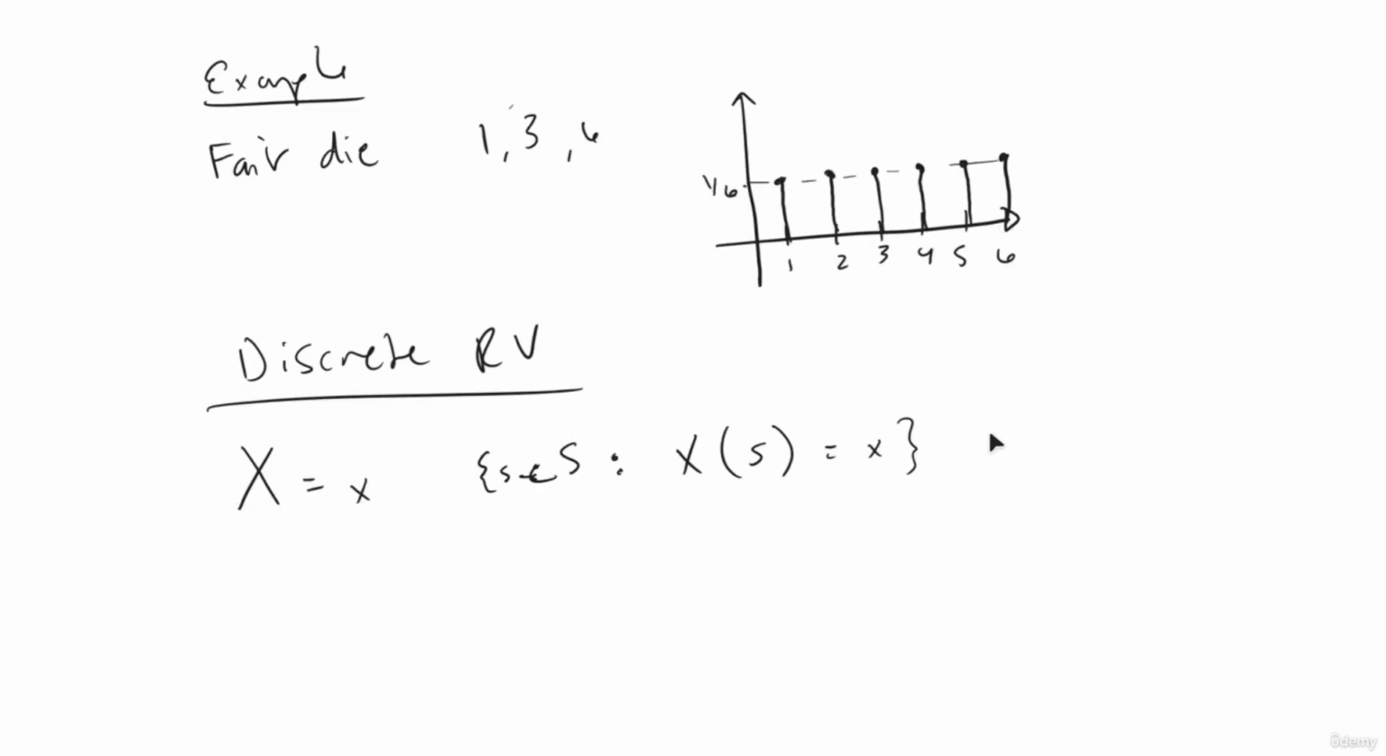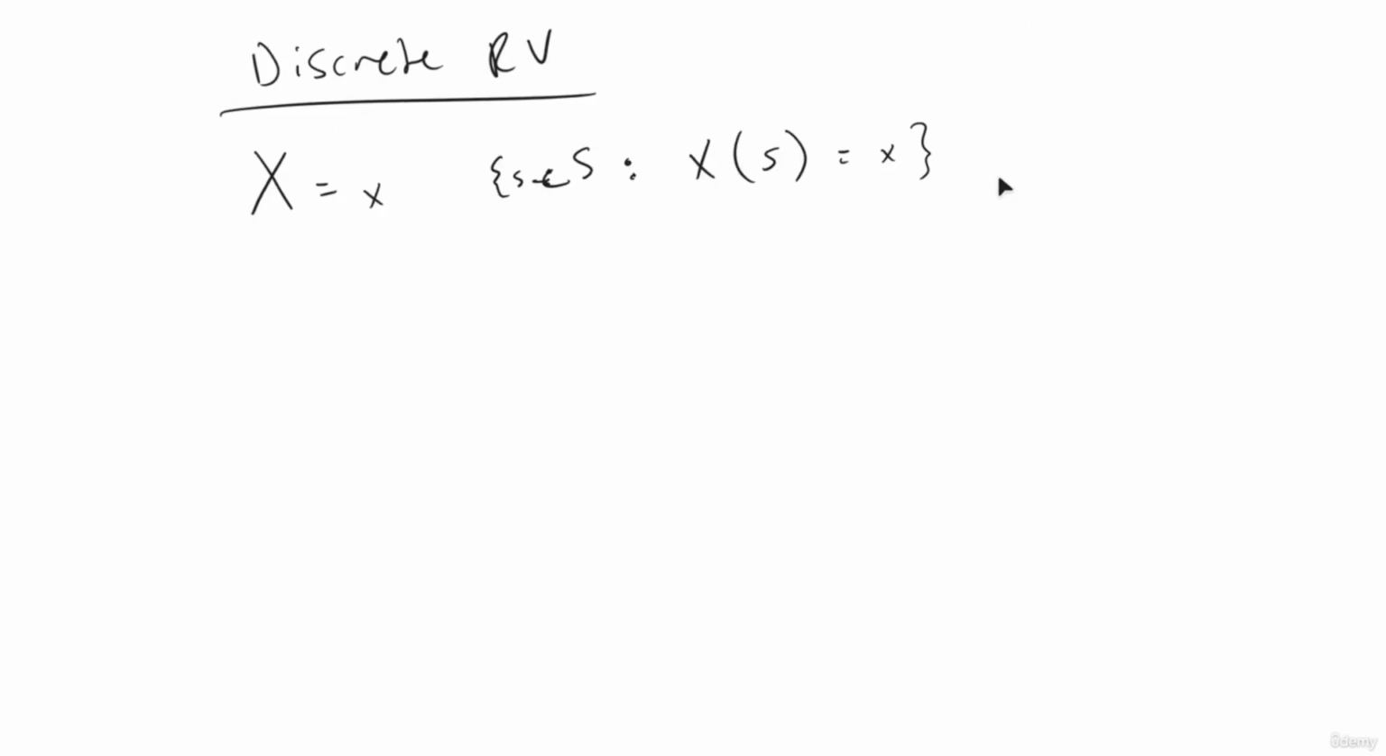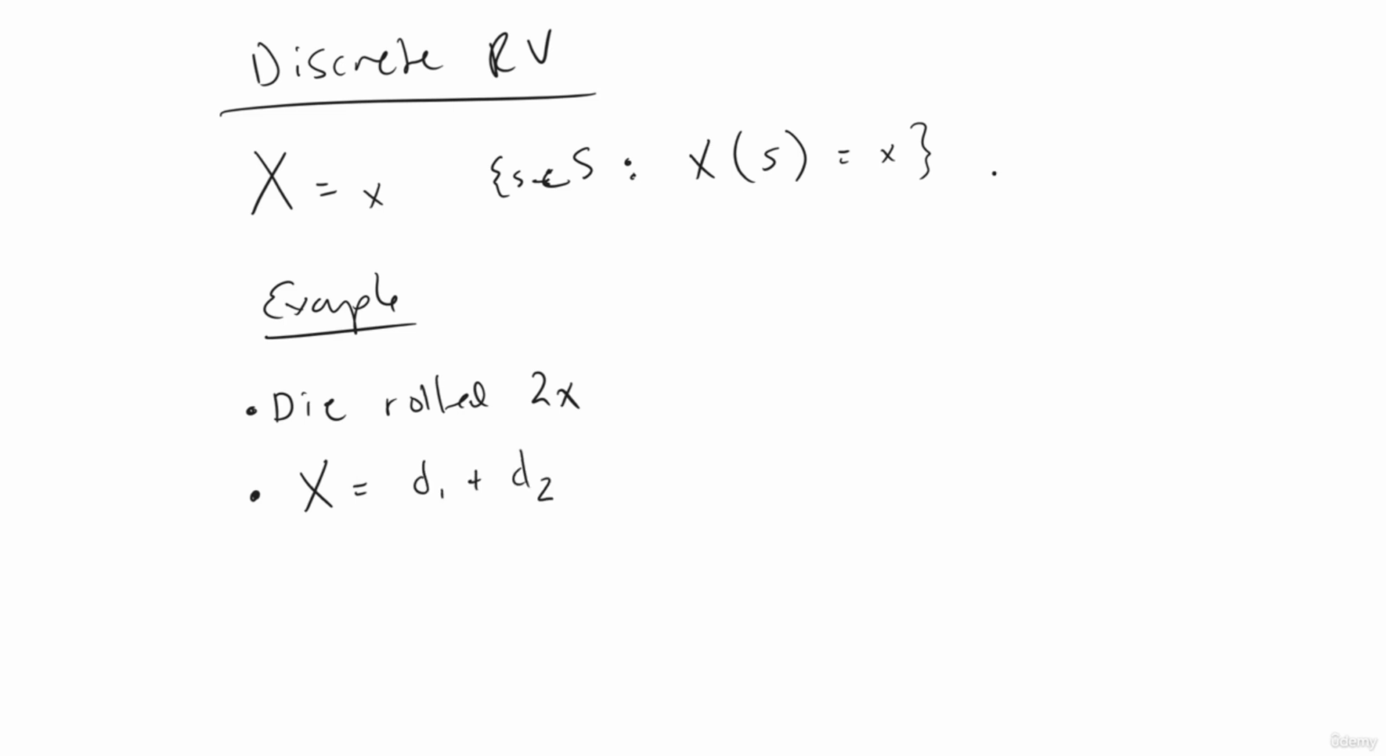Let's do an example. So here's our example. Let's imagine that I rolled a die 2 times. I rolled it once, figured out what it was, rolled it twice, and then figured out what it was after that. And I'm going to let x be our discrete random variable, and x is going to be the sum of the 2 die rolls. So whatever I get on the first one plus whatever I get on the second one. And you can see this is a function.